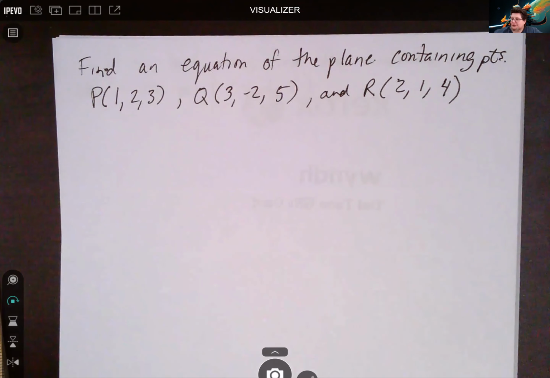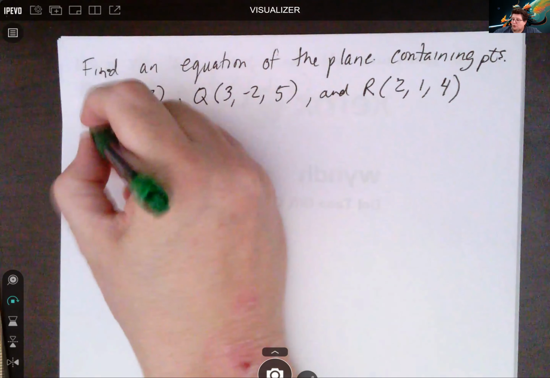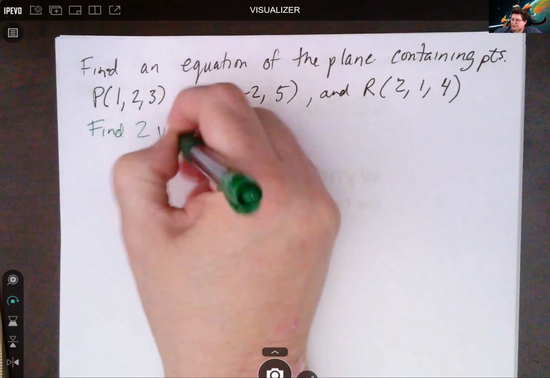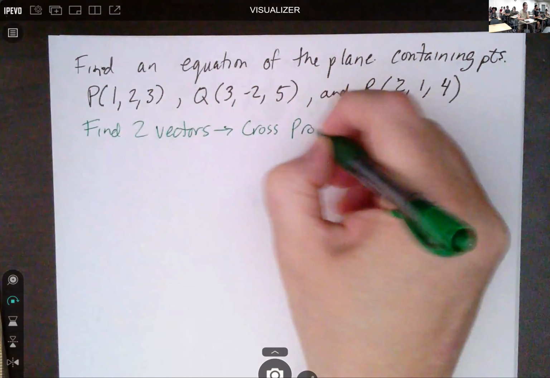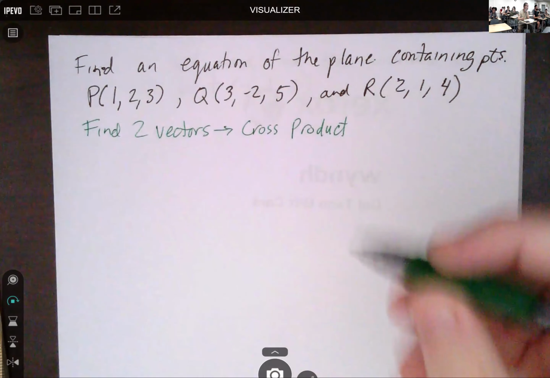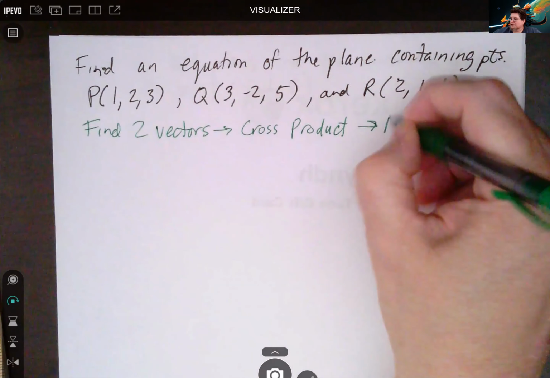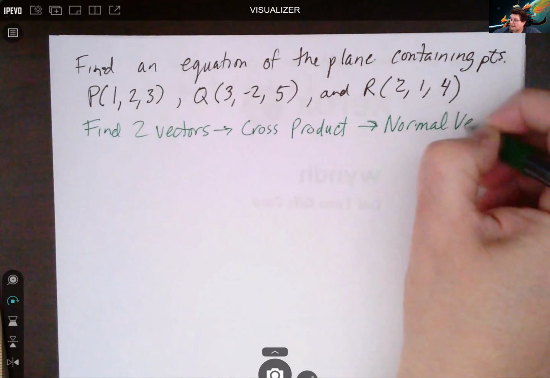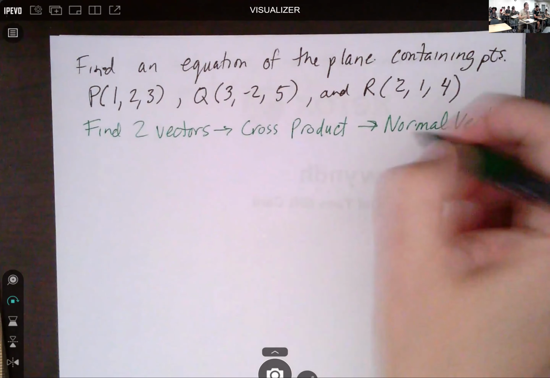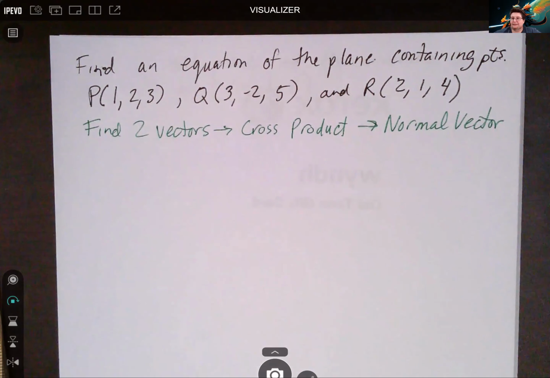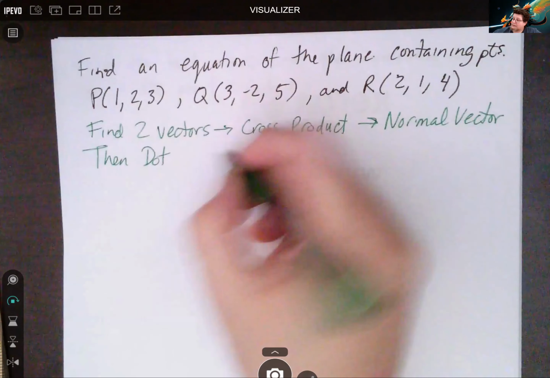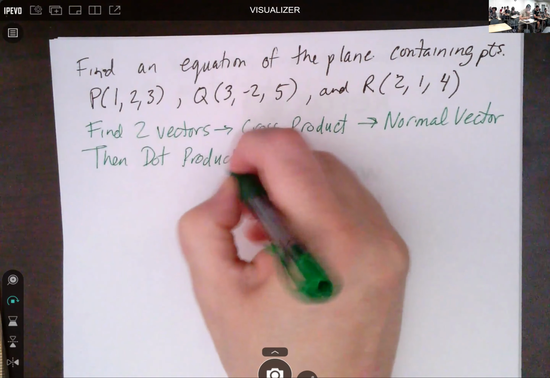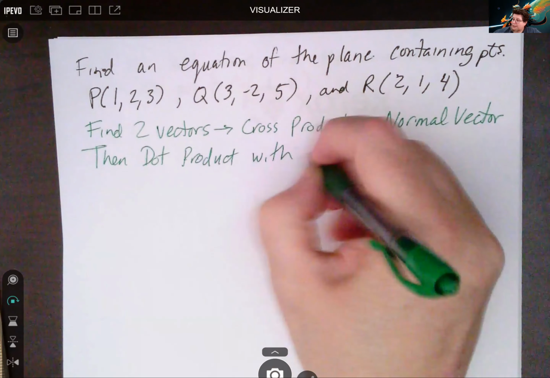Yeah, if we find 2 vectors, we can do the cross product. And what does the cross product give us? A vector normal to the plane. Yes, that will produce the normal vector. Once we have the normal vector, what do we need to do then? Dot product, with N and P naught P.